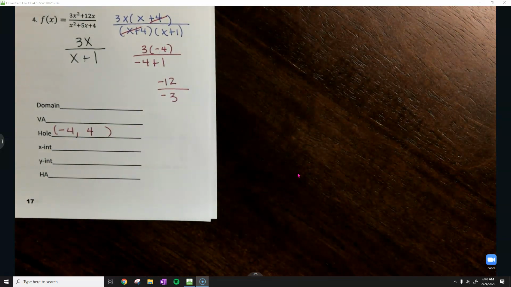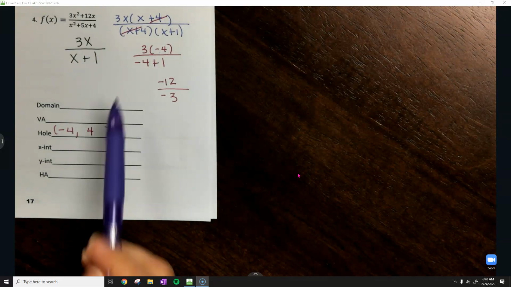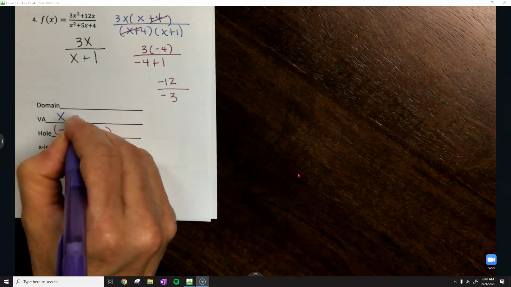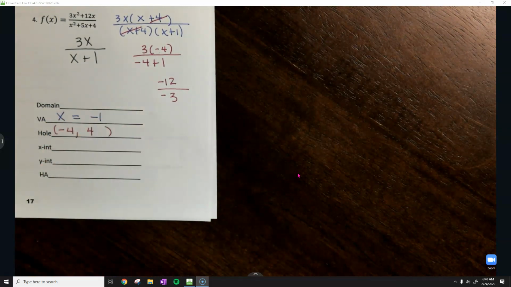Now let's go ahead and analyze what the vertical asymptote is going to be. And the vertical asymptote is whatever is left over in the denominator. So I know x equals -1 is a boundary on the graph, and it's an asymptote that we state as an equation.